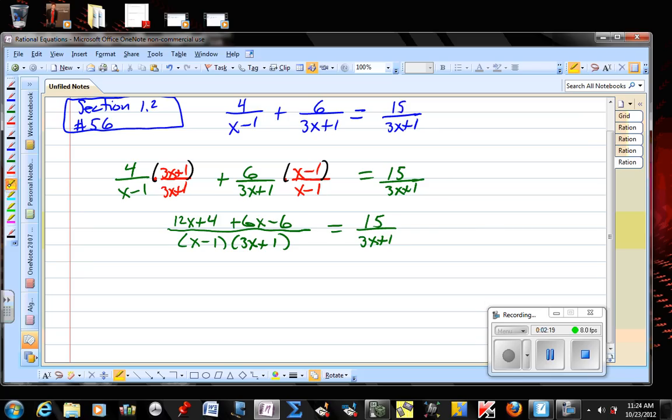Well, now let's combine like terms. 12x and 6x combine to make 18x. Let's see, 4 and minus 6 combine to make minus 2.